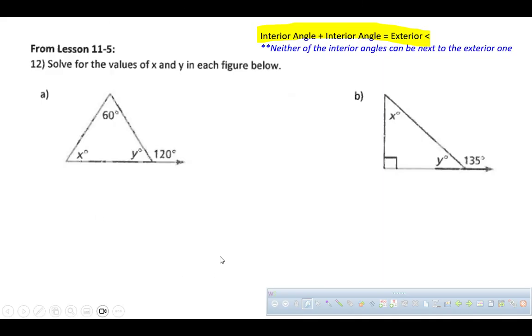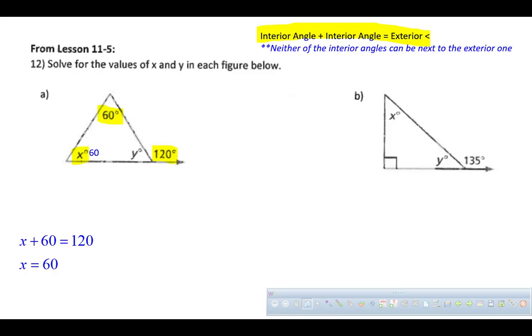So here are the two angles I'm using. I'm using the 60 and the x as my two inside angles, and I'm setting that equal to my outside angle. You can see my work down here. So x plus 60 equals 120, and then I go solve and I get x is 60. Anybody have questions on getting that x is 60?